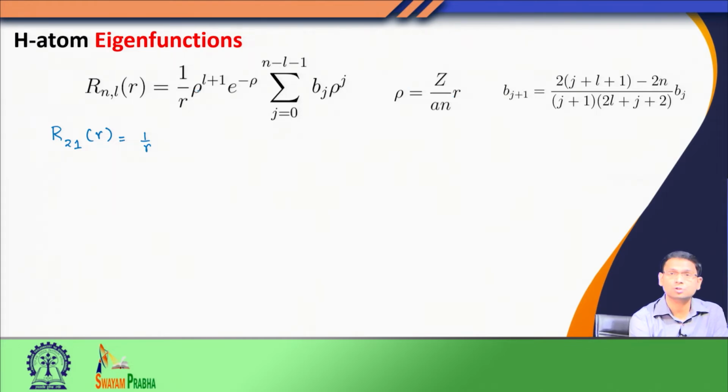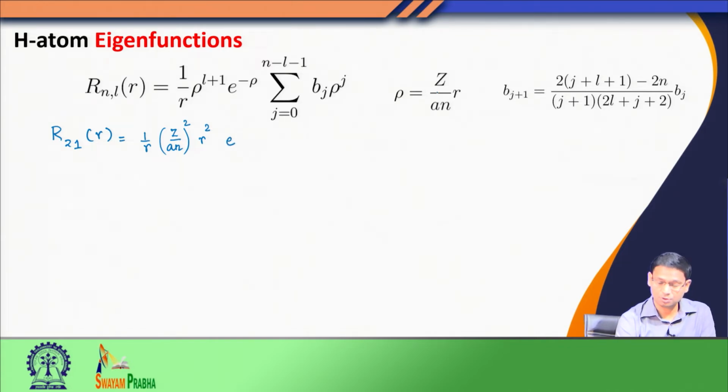We have to take rho to the power L plus 1. Since L is 1, we would have L plus 1 as 2. So, we would essentially write Z over a n squared r squared, because rho to the power L plus 1 is multiplied by e to the power minus rho, where rho is Z r over 2a. Here, n is 2. So, this is the exponential function, one of the two asymptotic solutions. The rho power term was one asymptotic solution, and this is the other asymptotic solution.